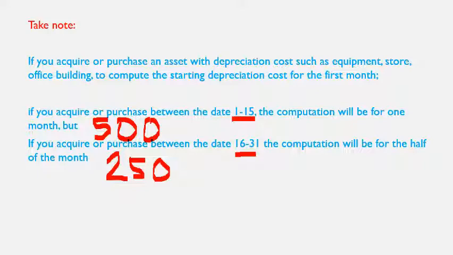Okay? Ulitin ko ha. Take note kung kailan kayo bumili ng equipment, store building, office building, or the transportation equipment. Kapag bumili kayo between the date of 1 to 15, you will compute it as 1 month, or full 1 month. Okay? Kapag naman bumili ka na dated 16 to 31, you will compute it half of the month. Kalahati lang ng value ng depreciation expense. Okay?